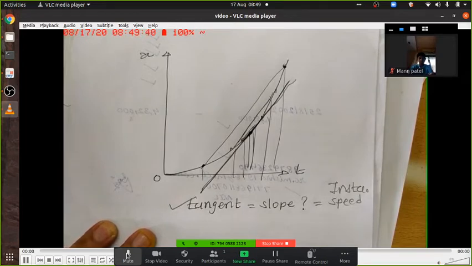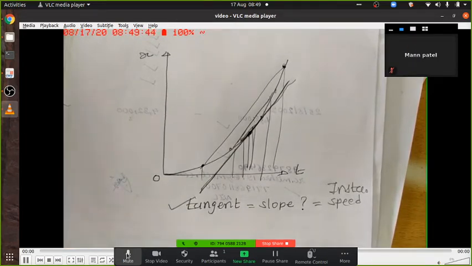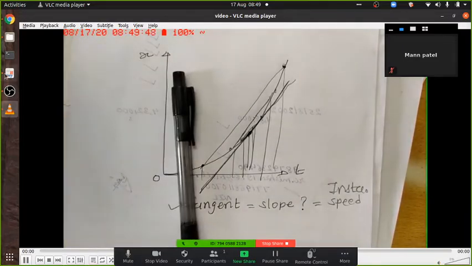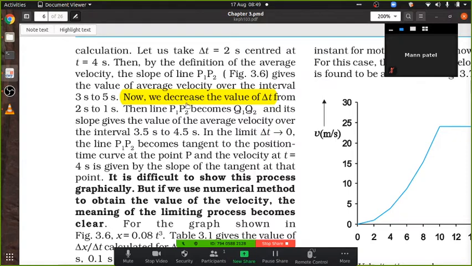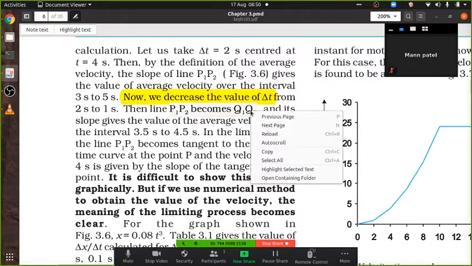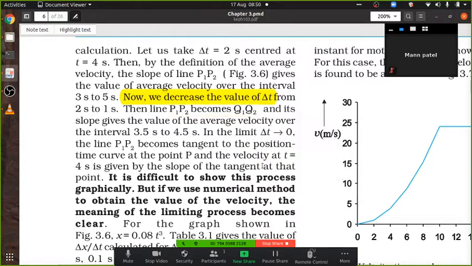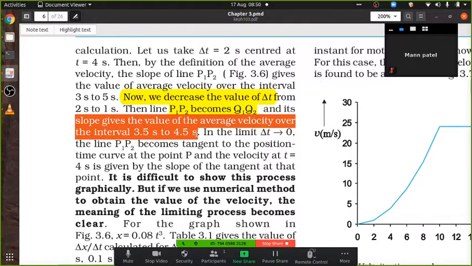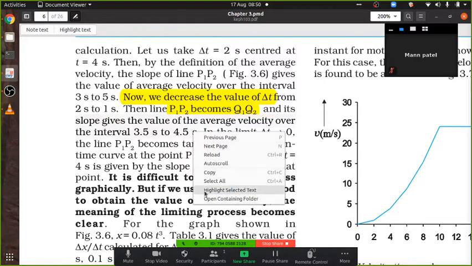Understood? So if I ask you why delta t was made smaller and smaller, you could say that as delta t is made smaller and smaller, this Q1 and Q2, P1 P2 becomes Q1 Q2, meaning they come closer, and now the slope gives the average value between 3.5 to 4.5.